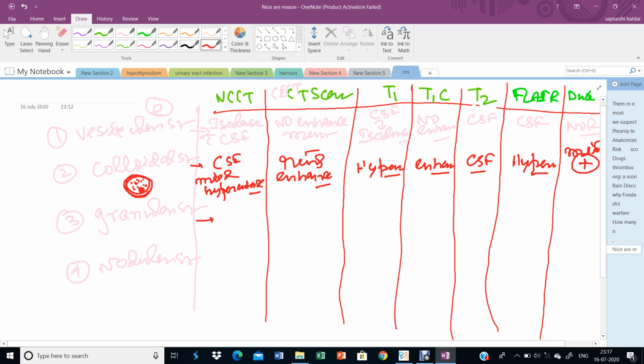Granular stage means healing stage, that means inflammation slightly reduced, so less hyperintense, less enhancing, less hyperintensity, less enhancement, same as CSF. Flair less hyperintensity, and DWI mild restriction.